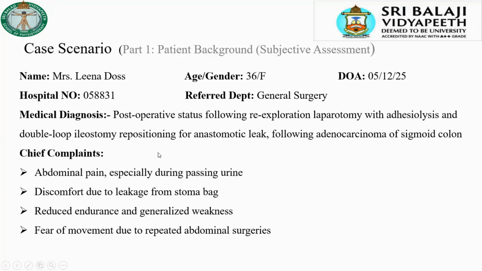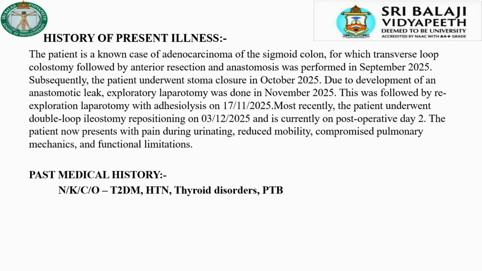A case came with a post-operative status following a re-exploratory laparotomy with adhesiolysis and double loop ileostomy repositioning for anastomotic leak following adenocarcinoma of sigmoid colon. Chief complaint: abdominal pain, especially during passing urine, discomfort due to leakage of stoma bag, decreased endurance and generalized weakness, fear of movement due to repeated abdominal surgery.